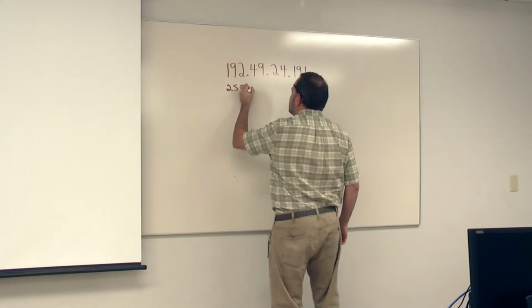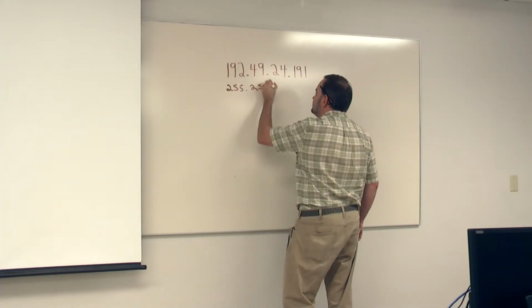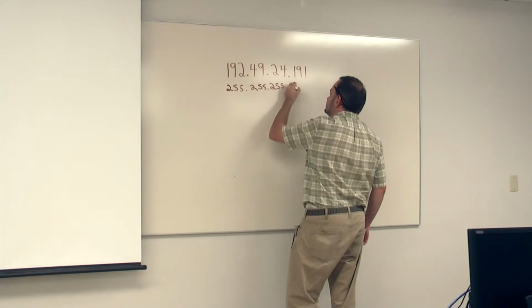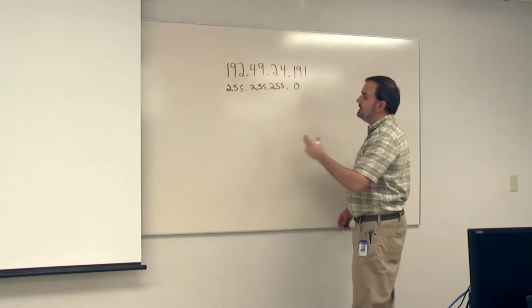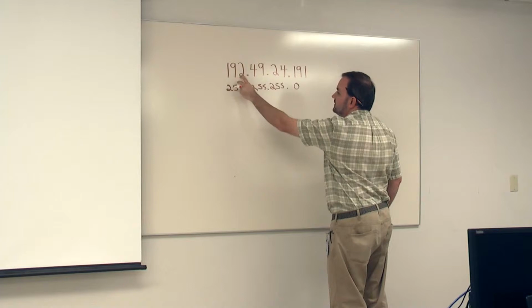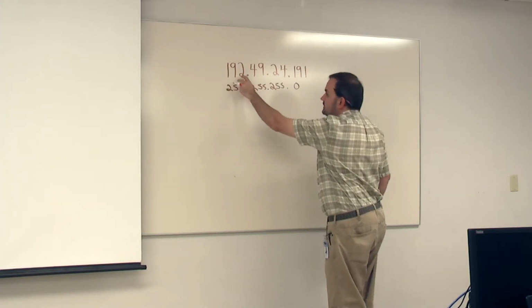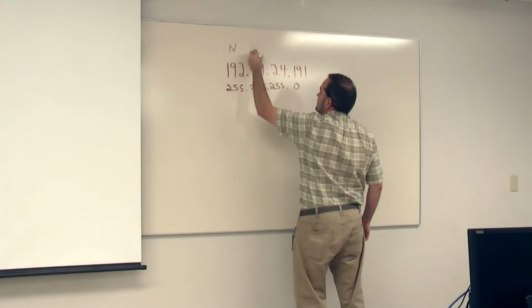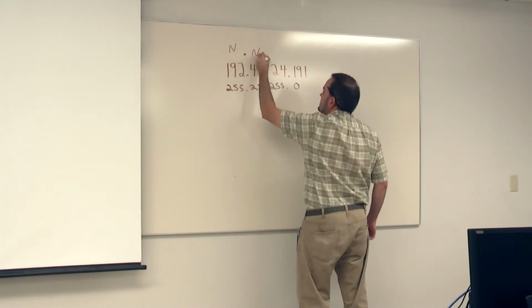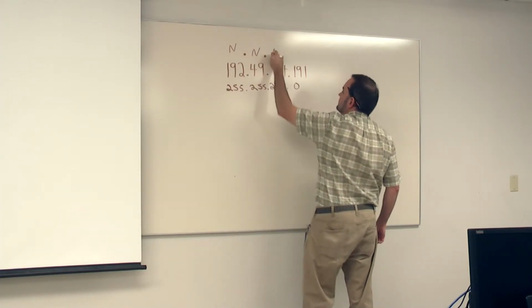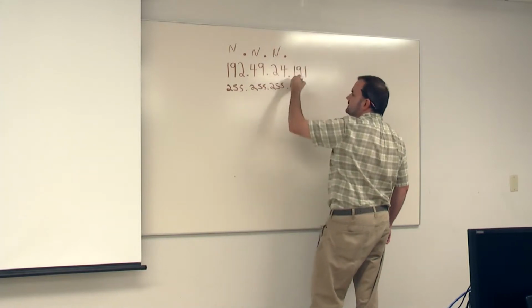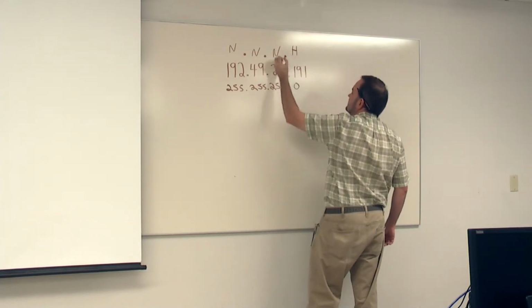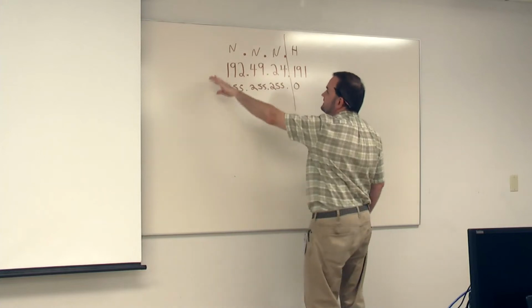255, 255, 255.0. And so then what does that mean? Is this part of the network or the host? Network. Okay, so this one's part of the network. What about this one here? Network. Network, awesome. Well, this one, network. Okay, the one down here on the edge. There you go.